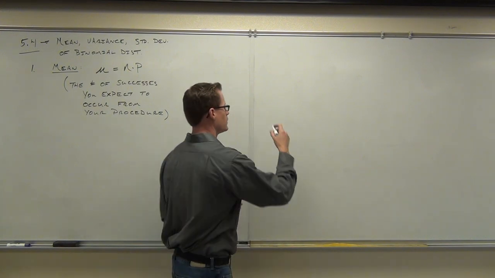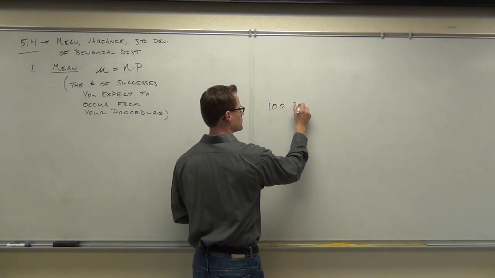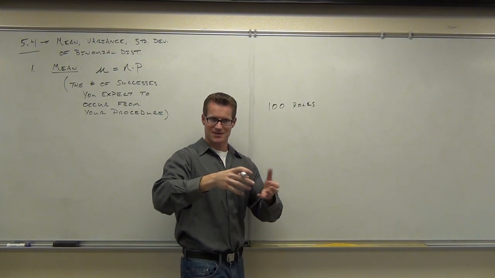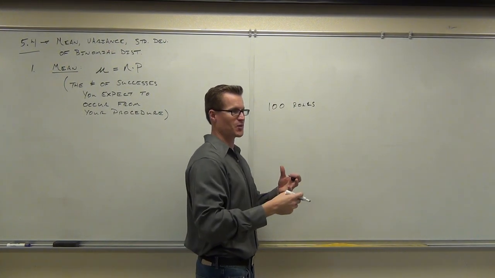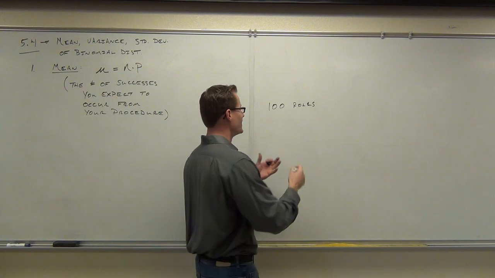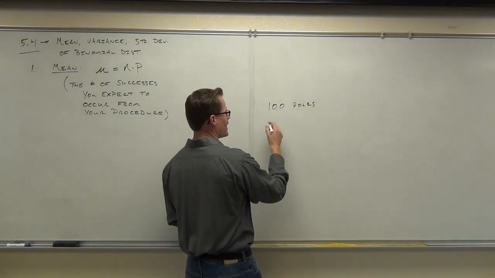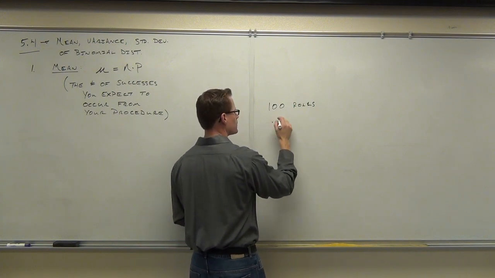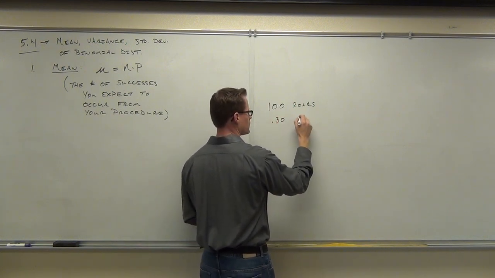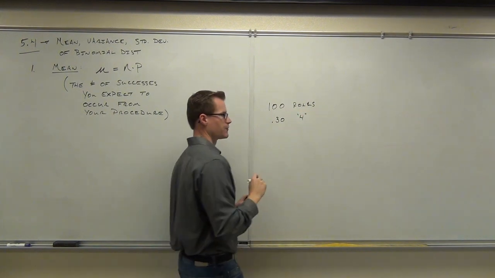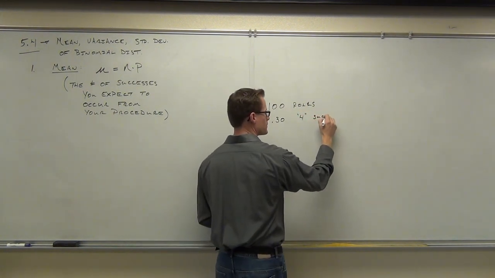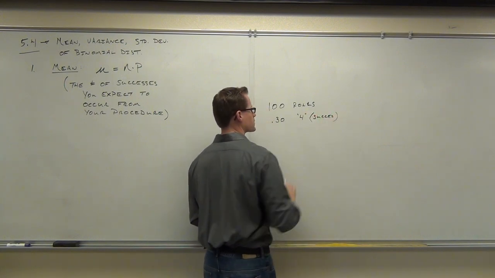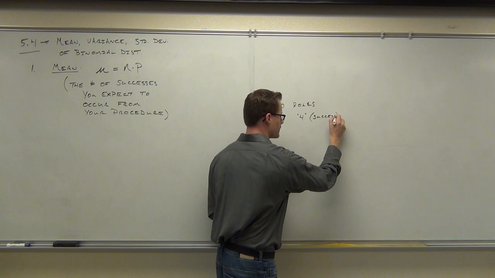If you had 100 rolls, not rolls like bread rolls, rolls like a die. So, 100 rolls of a die, and the probability of getting, let's say, a 4. Of rolling a 4, which is our success. That's our success. That's the first step.